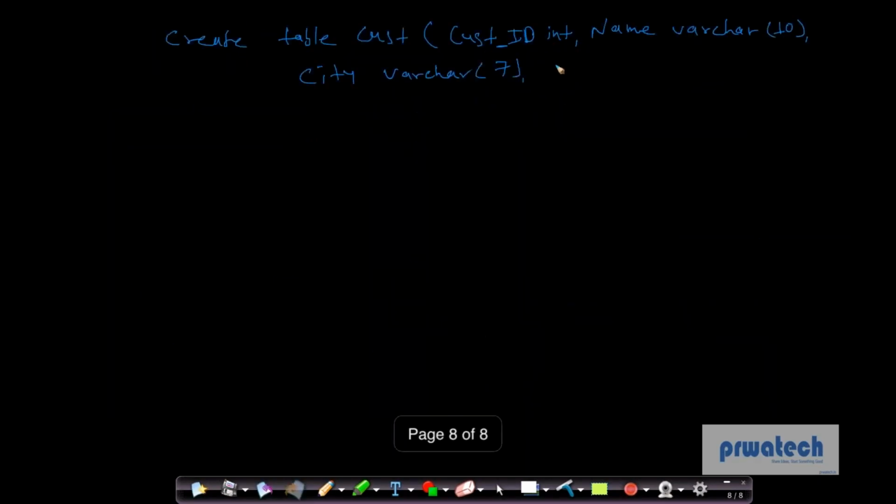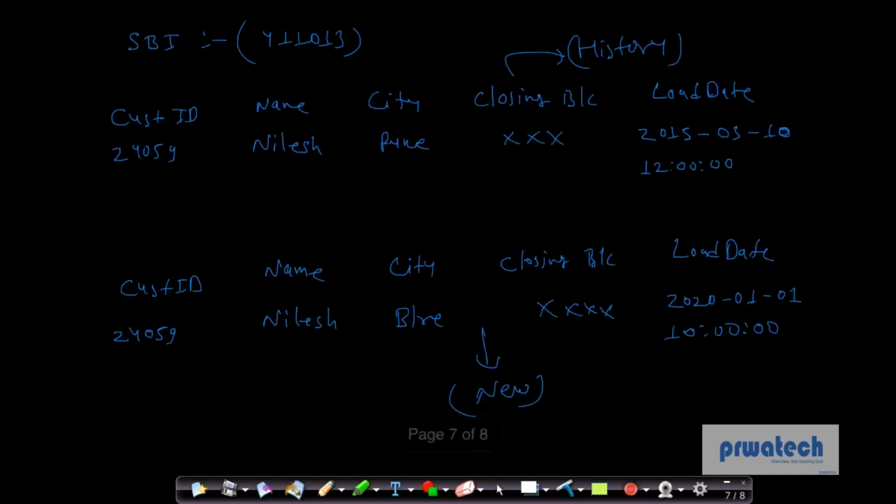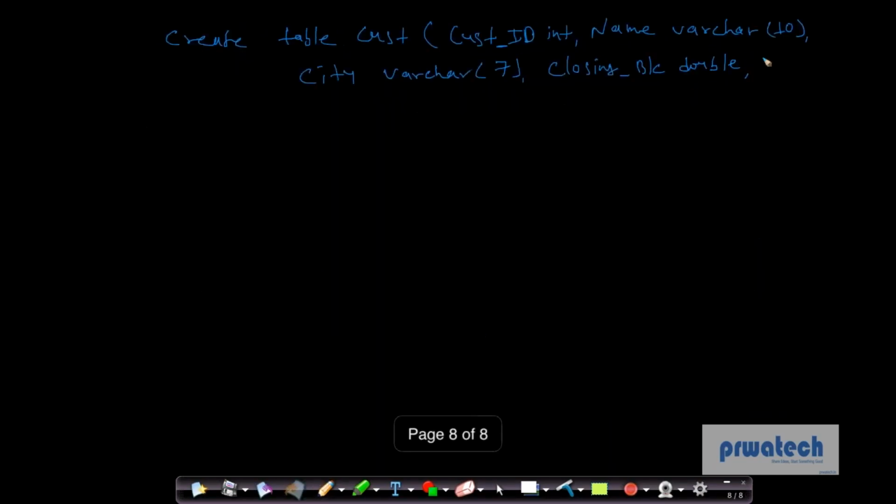Closing balance, closing underscore balance. This is in double data type. And load date. Last, load date. And in our database, if you know, for load date we have date time as data type. Date time for date along with time.